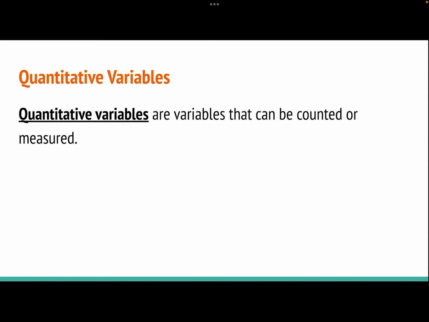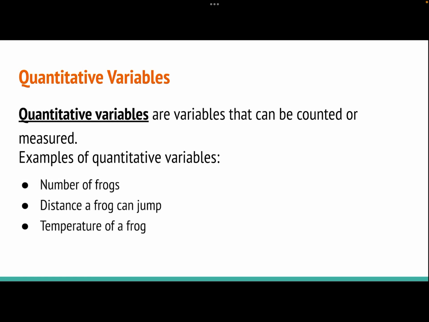If the variable is not qualitative, then it is quantitative in this case. So quantitative, you can look at the beginning of the word here. We have quantity, which means that we're able to give it some type of numerical value, or we're able to measure what is happening or count what is happening. So examples of quantitative variables, we have, say, the number of frogs, the distance a frog can jump, the temperature of the frog. And we'll come back to those particular examples a little bit later on in this presentation.